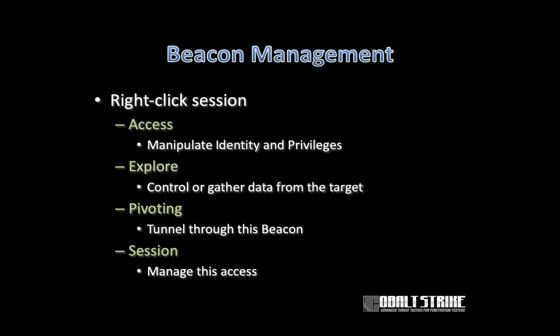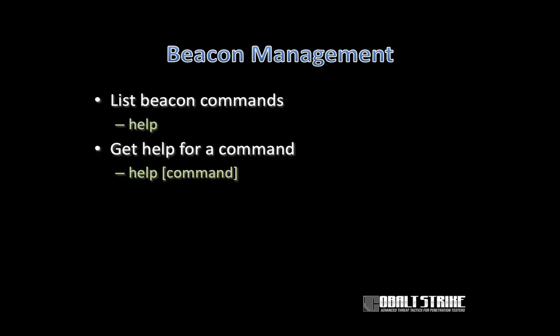Access are options to manipulate your identity and privileges. Explore are tools to control the target or gather data from it. Pivoting are tools to tunnel data and tools through your beacon payload. And session are options to manage this particular access. When you use the beacon console, type help to get a list of commands, and if you want help for a specific command, type help and the command name.